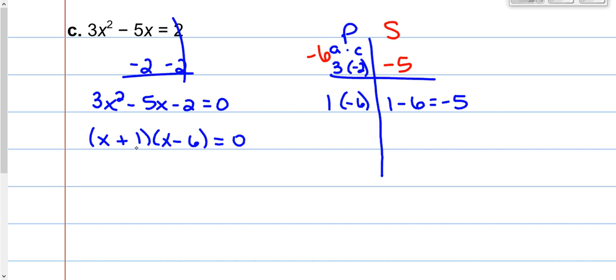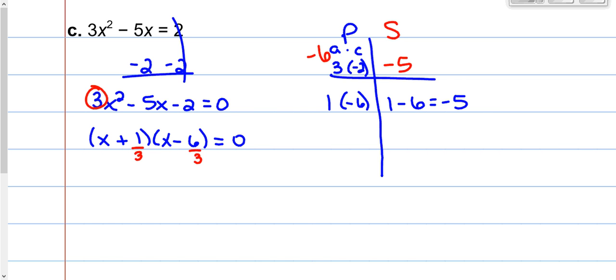Here's where the difference comes in. We have a 3 in front right here. Well, if I just put x plus 1 times x minus 6, that is not going to come out and give me, if I were to multiply that, it's not going to give me this function. So since I have the 3 as my a value, when I write these factors, I have to divide by 3. Reason being, I multiplied by 3 over here in my table. So now I have to go back and undo that and divide by 3.